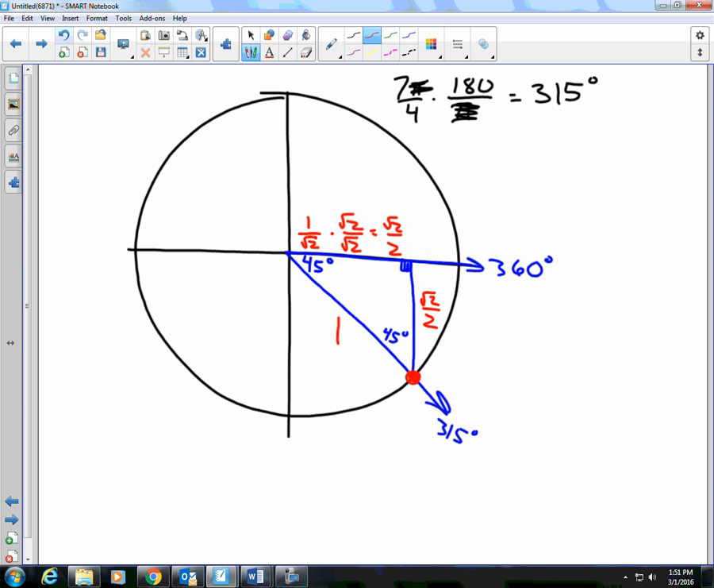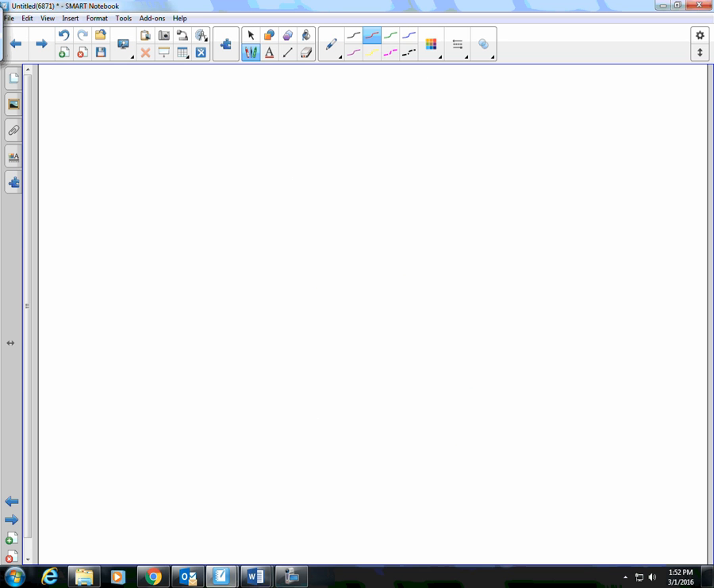Hey, I know the location. What's the x value? Positive root of 2 over 2. What's the y value? Negative root of 2 over 2. Should we do one more? 16? Should we do 16? All right, we'll do 16.